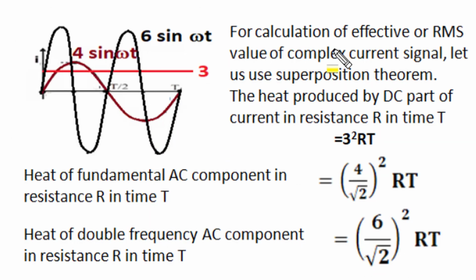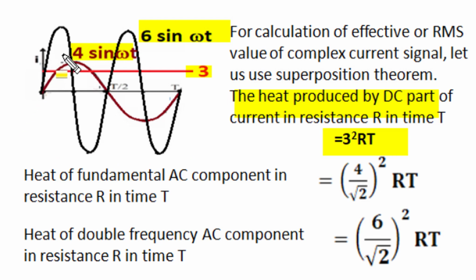To find the effective or RMS value of this complex current signal, let's use the superposition theorem and find the heat produced by the 3 components of this complex current signal. One is DC of 3 ampere, the second is the fundamental frequency component of 4 ampere amplitude, and the third is the double frequency component of 6 ampere amplitude. Heat produced by the DC component as per Joule's law is I square RT. So when this current is passed through a resistance of R ohm for T time, the total heat produced by only the DC component is 3 square RT.